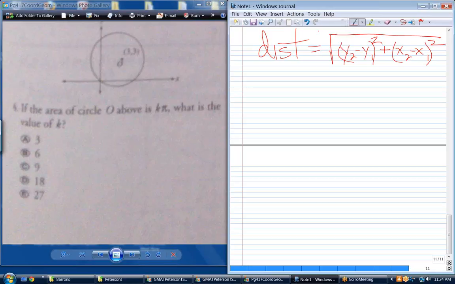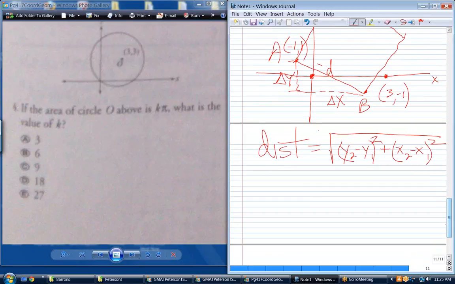So, let's look at this one that we can barely see. If the area of circle O is k pi... Well, we didn't calculate the other one, did we? Oh, no, we didn't. The main thing is just knowing what it is, but let's go ahead and calculate it. The y2 minus y1 is 2 squared, plus 4 squared.